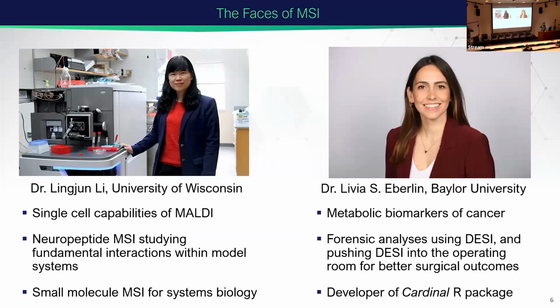And she's also interested in small molecules and mass spec imaging for sort of systems biology applications. We also have Dr. Eberlin from Baylor University. She's done a lot of research on metabolomic biomarkers of cancer, where exactly these biomarkers live in tissues and tissue systems. She uses forensic analysis with DESI, which is another type of mass spec imaging, which we'll cover later. And she's pushing DESI into operating room kind of conditions. So real-time DESI operations to look at where specific biomarkers or where specific targets are in tissues.